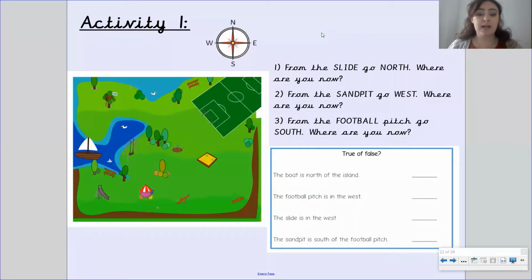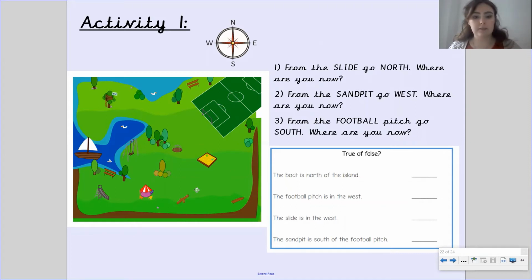Okay, so there are 3 activities that you need to choose from. Make sure you are choosing the one that is most appropriate for you. So here is activity number 1. You've got a map, some questions to answer, and some true or false statements.